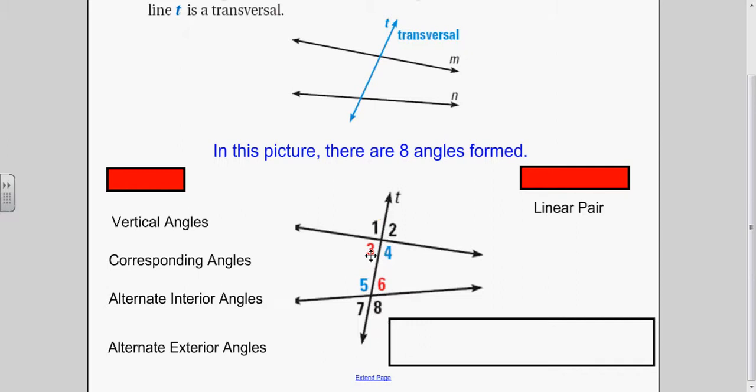So like 1 and 8 are on opposite sides of the transversal, but they're on the outside, or the exterior, of these lines going across. So 1 and 8 would be alternate exterior, and 2 and 7.